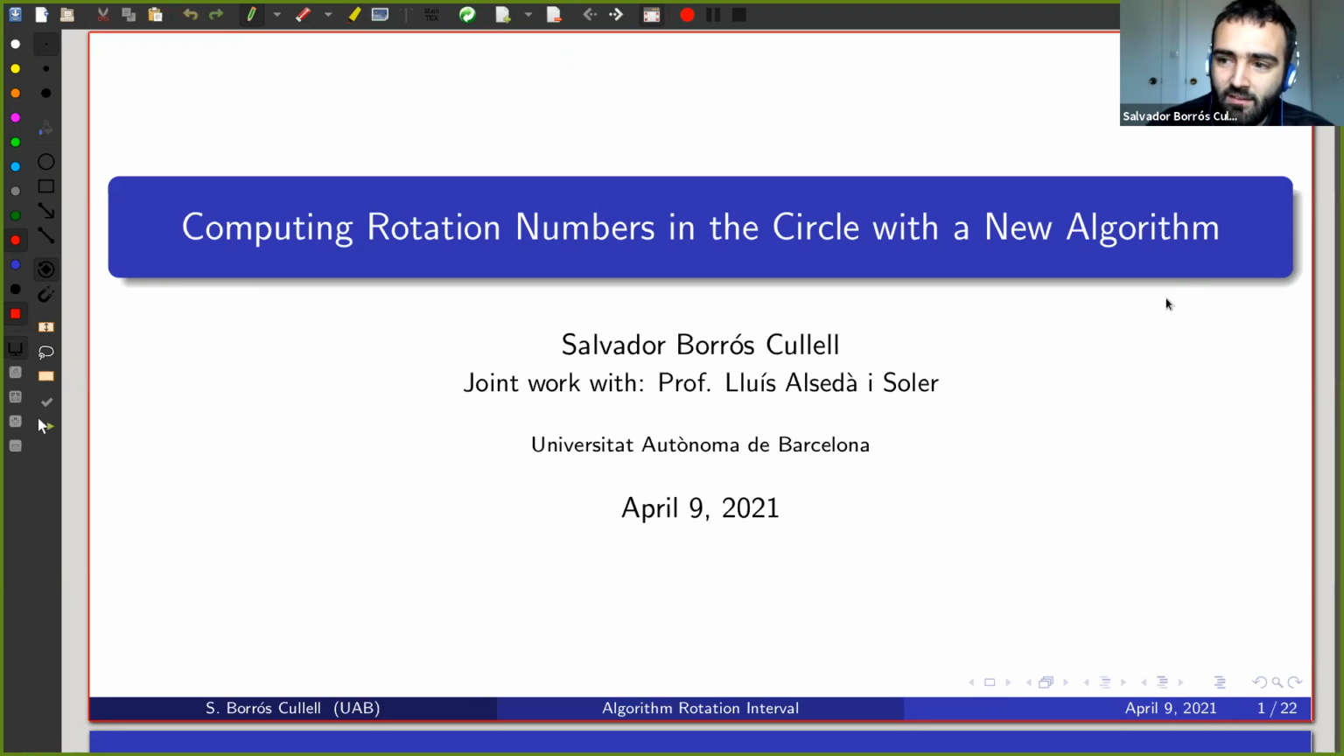Thank you, David, and I would like to thank the organizers for allowing me to talk in this workshop where so many distinguished guests are here and presenting, which doesn't make me nervous at all. In any case, as the title suggests, we are going to present an algorithm to compute rotation numbers in the circle.